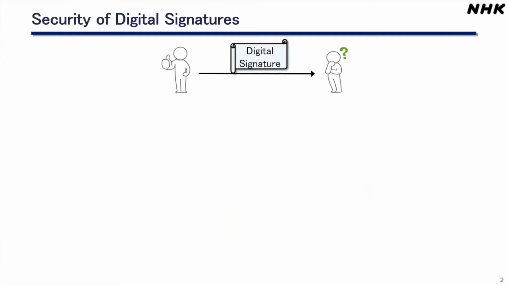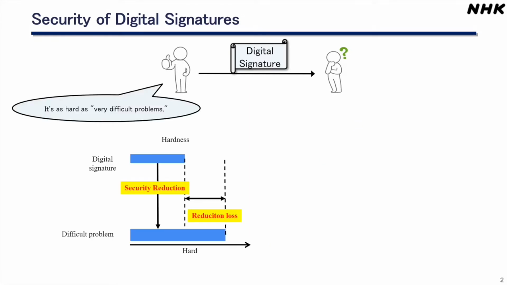Next, I talk about the digital signature security. The security of the digital signature is based on the assumption that breaking a signature is as difficult as solving some difficult problem. In other words, the difficulty of breaking a digital signature is reduced to the difficulty of solving a very difficult problem. This is called security reduction. The difference between the difficulty of breaking the original digital signature and the difficulty of the hard problem is called the reduction loss. So the smaller the reduction loss, the more secure the scheme is.